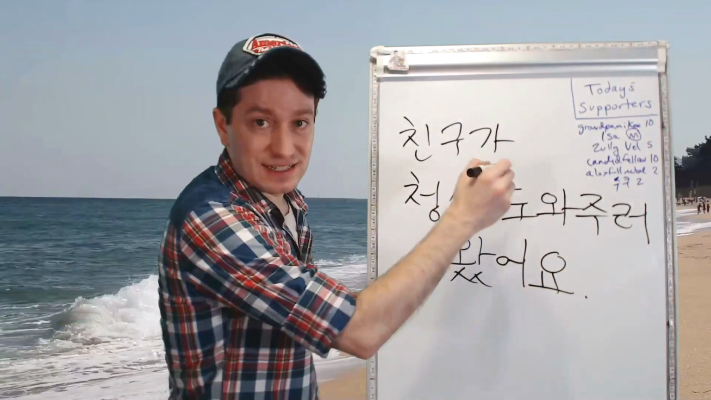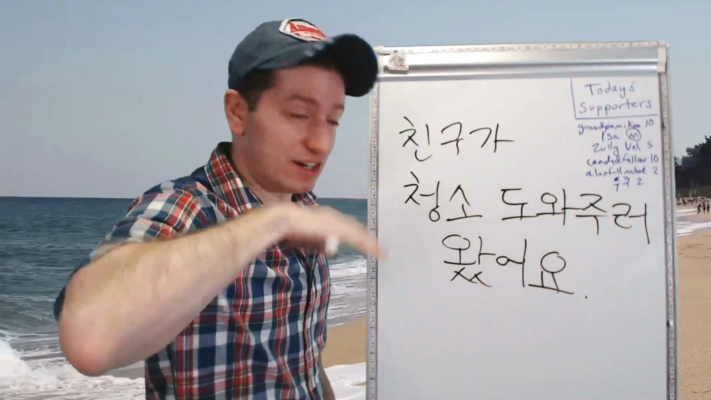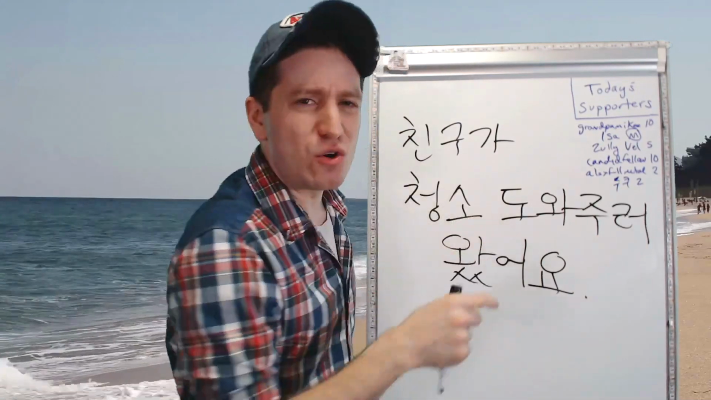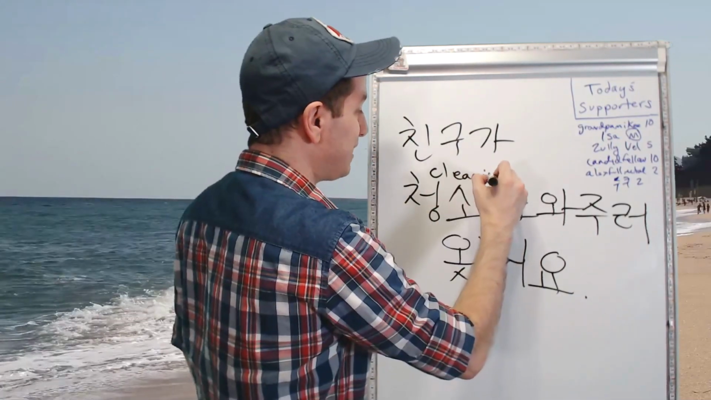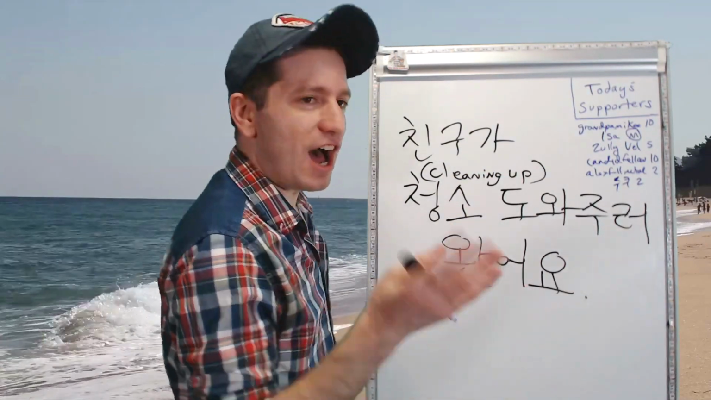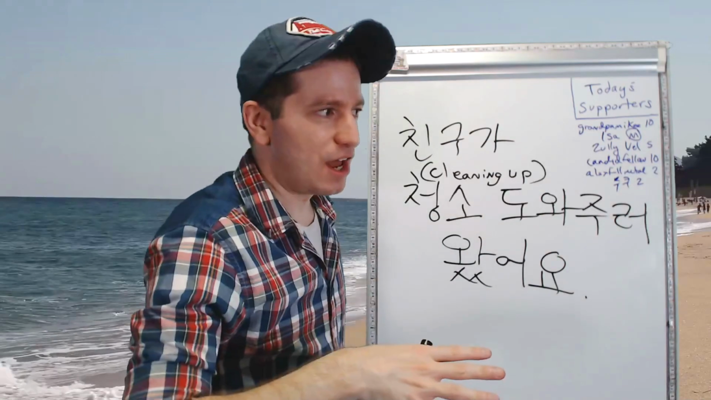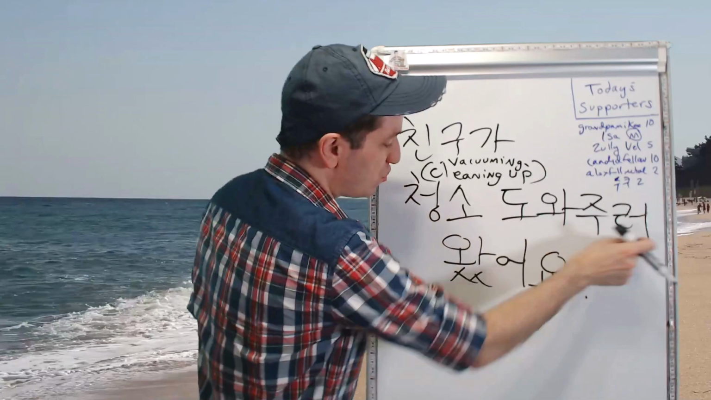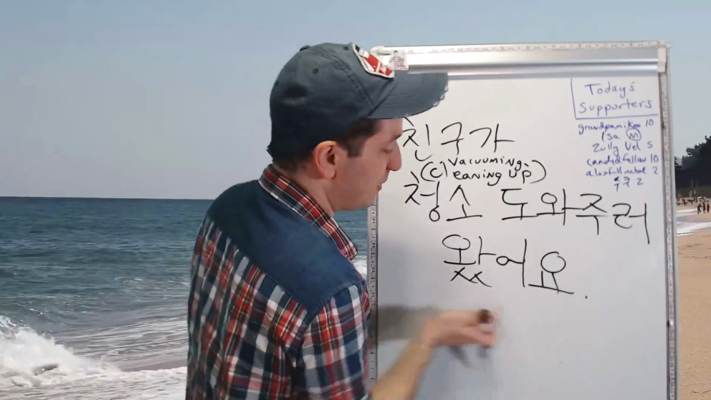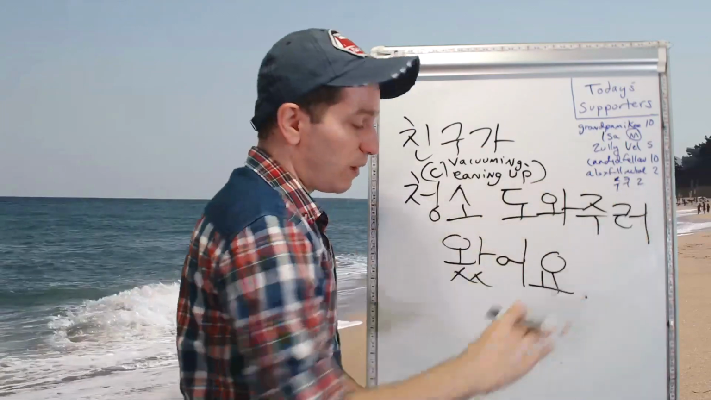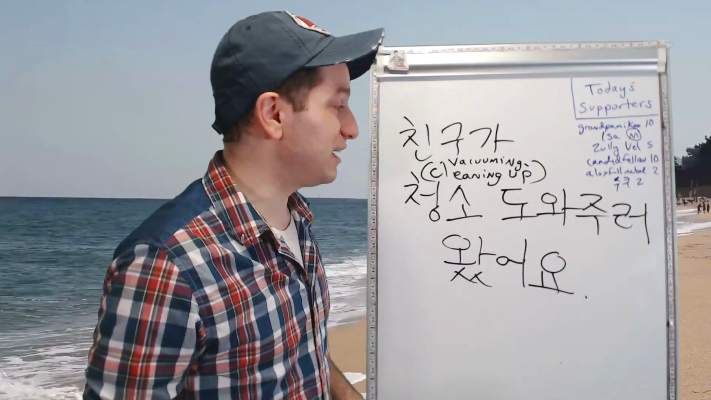친구가, a friend, 왔어요. Came here in order to help. What did they help with? 청소. Now, 청소 is cleaning. 청소 is usually used for vacuuming, cleaning, not wiping things down, not cleaning your clothes. 친구가 청소 도와주러 왔어요. My friend came in order to help clean up. My friend came to help me clean up.